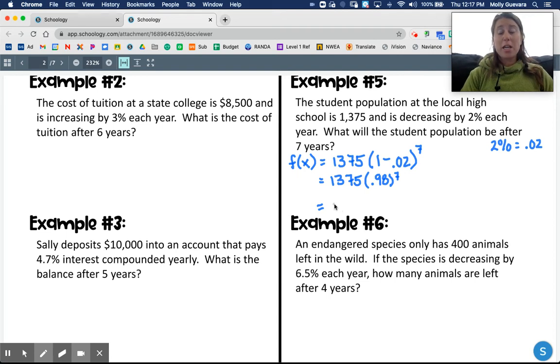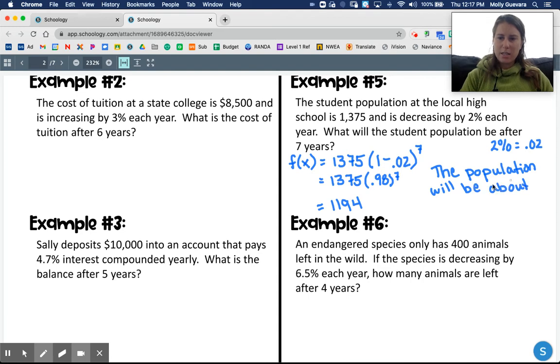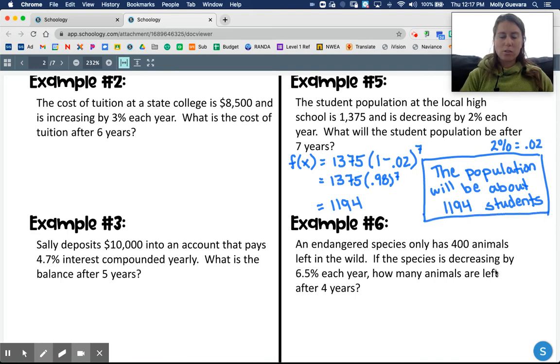But remember that we're talking about people, whole items, so we can never have a decimal, and you always round down. How many whole people are there? So I can say that the population will be about, not exact, but about 1,194 students. Right, so this is how we can use data that we're given in the real world, right, to help model situations and help predict what's going to happen.